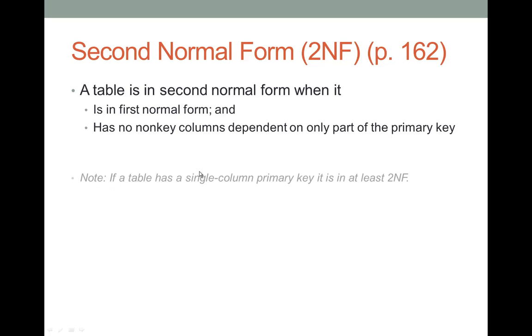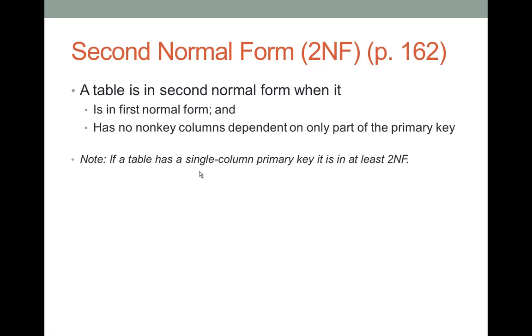Now, if a table has a single column primary key, in other words, the customer table has a primary key of customer number, one column, one field, it is in at least second normal form. But when you have that concatenated key, you're not as sure that it's in second normal form. So we have to now look for dependencies on non-key columns. And if you take a look at figure 5-7, that's the one I already directed you to, the description is dependent on the part number. The order date is dependent on the order number.